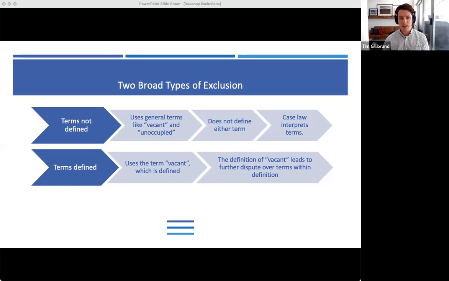The second common version of the exclusion usually says the property is not insured where it's vacant, using that specific word. And the policy will contain a definition of the term vacant. With these types of policies, it's obviously more clear what vacant means, but there's a lot of case law that's developed and the fight usually becomes over how that definition gets applied to the specific circumstances and what some of the words within that definition really mean.